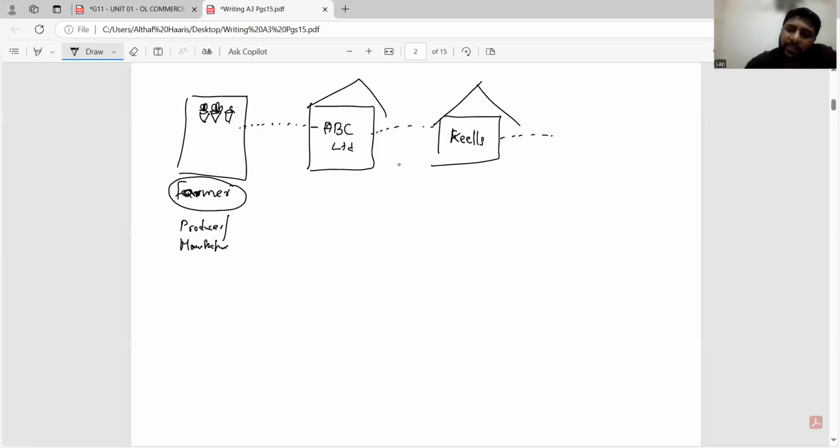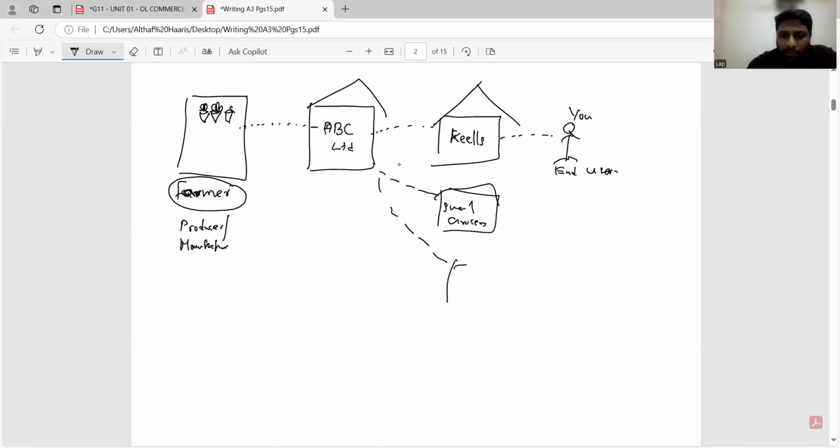Keells gives it to you, the end user. Now ABC will not give only to Keells. ABC will give to maybe small groceries, and maybe to Food City. So ABC is taking the carrots from this farmer, from the producer. Being an intermediary, they are doing only the carrot sales.